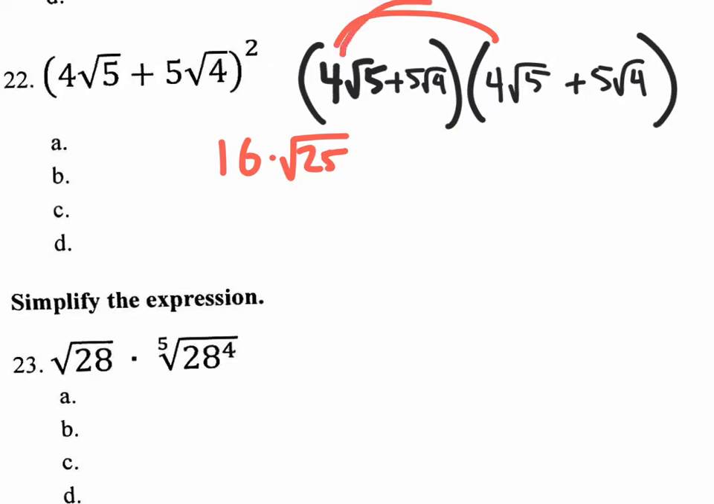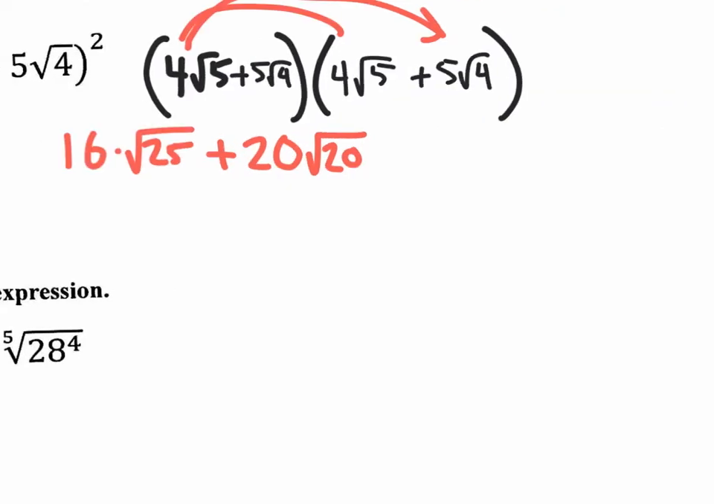And then if I go 4 square root of 5 times 5 square root of 4, I want to multiply the coefficients together. 4 times 5 is positive 20. And then the square root of 5 times the square root of 4 is the square root of 20.